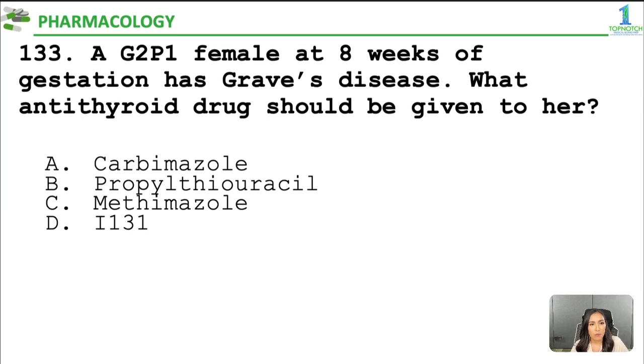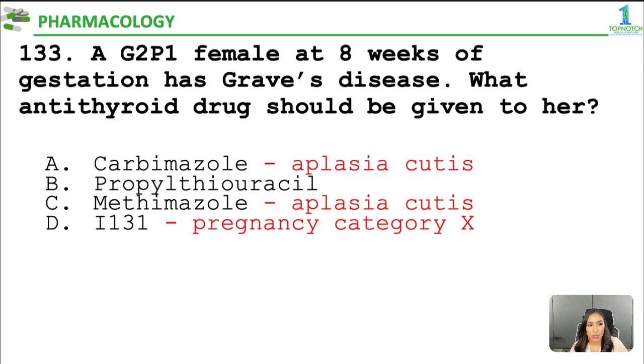Let's go to 133. A G2P1 female at 8 weeks of gestation has Graves' disease. What antithyroid drug should be given to her? The answer is PTU. Why not the others? Carbimazole and methimazole can cause aplasia cutis, and iodine 131 is radioactive and therefore pregnancy category X. So the correct answer is PTU.